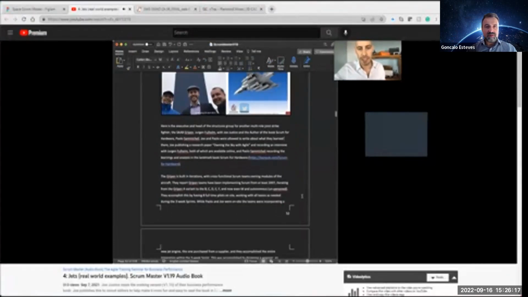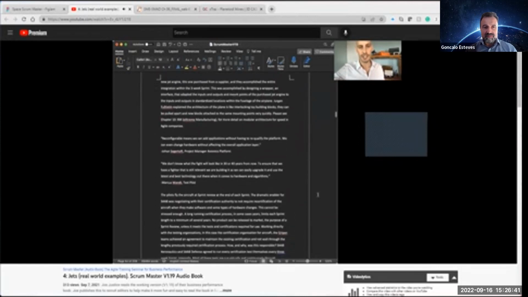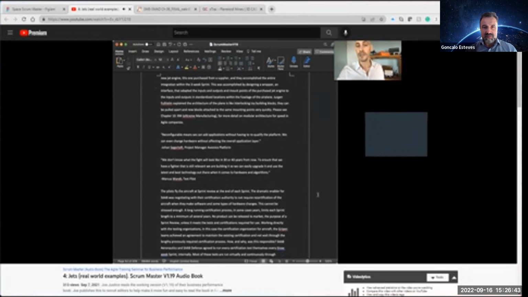The Gripen is built in iterations with cross-functional Scrum teams owning modules of the aircraft. They report Gripen teams have been implementing Scrum from at least 2007, iterating from the Gripen A variant to the B, C, D, E, F, and now even M and autonomous, unpersoned. They accomplish this by having 8 full-time pilots on site, working with all teams as needed during the 3-week sprints. While Paulo and Joe were on site, the teams were incorporating a new jet engine. This one was purchased from a supplier, and they accomplished the entire integration within the 3-week sprint.